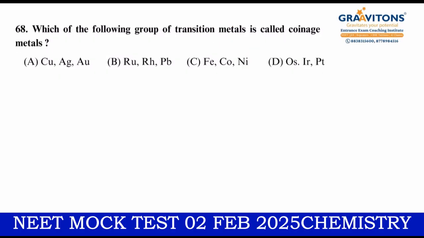68th question. Which of the following groups of transition metals is called the coinage metals? The coinage metals from our d block elements are copper, silver and Au. So here option A would be the right one. This is a direct question.